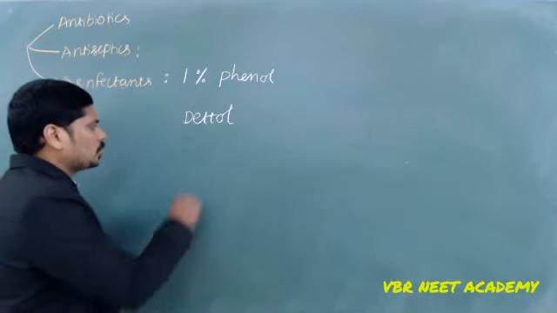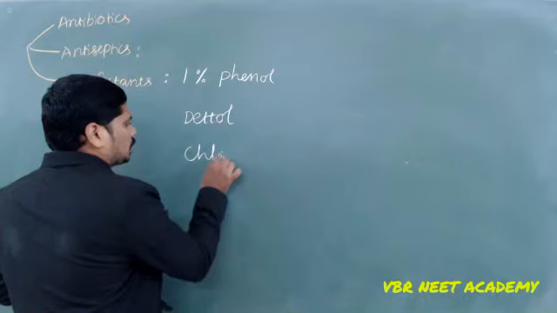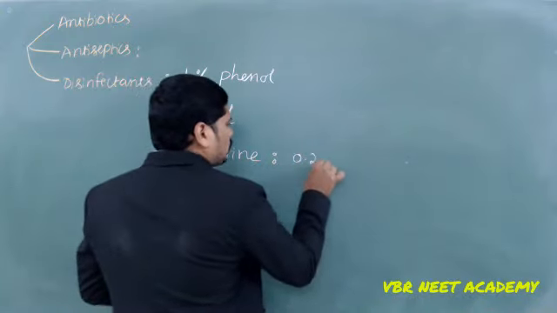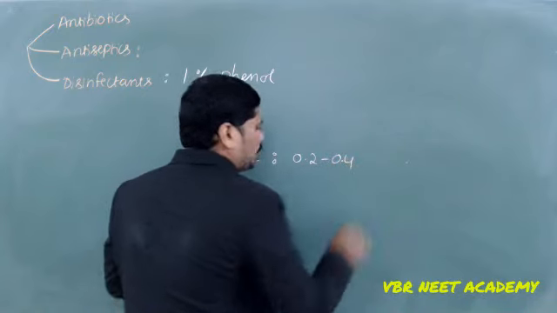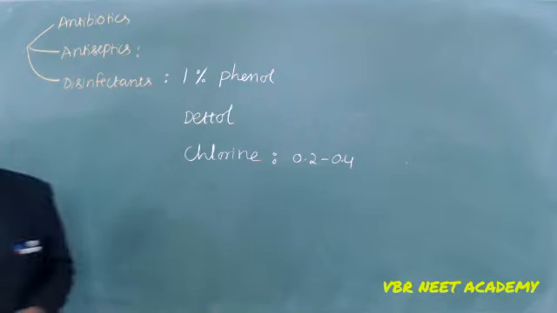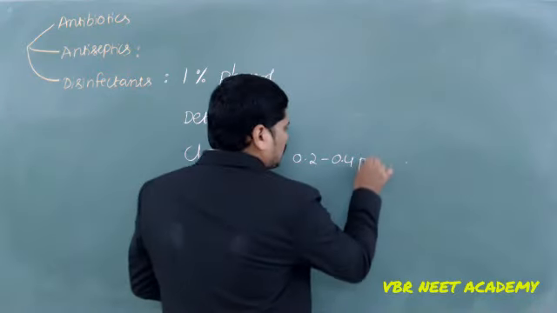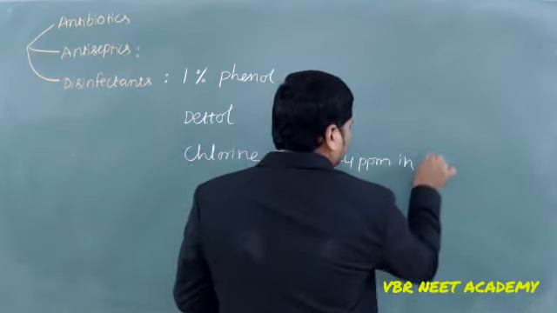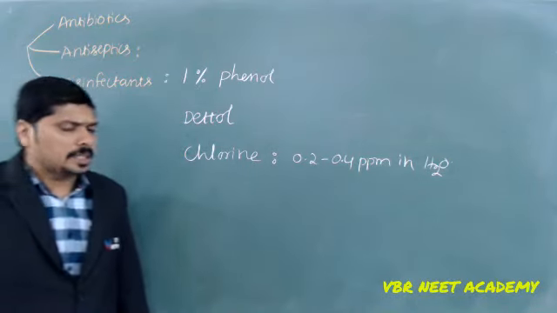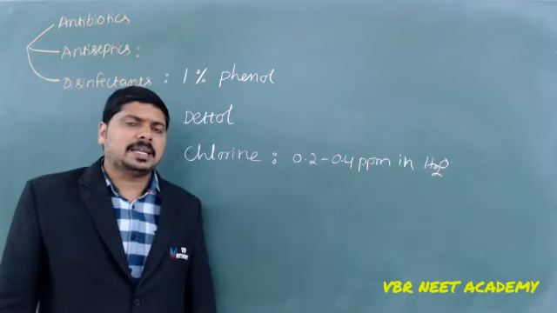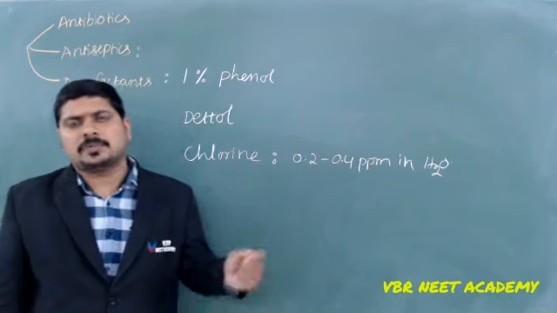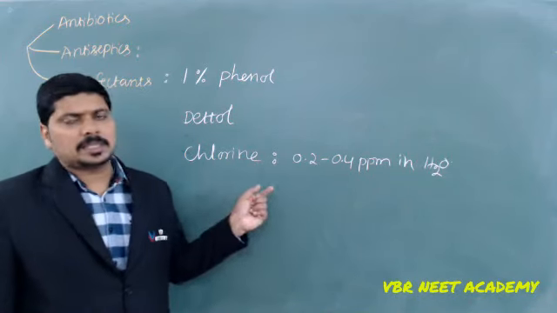And we are able to use chlorine water. Chlorine can also be used at 0.2 to 0.4 ppm in aqueous solution. The chlorine water consists of OCl, that is hypochlorite, which is used as a disinfectant, and in many cases we can use this one.